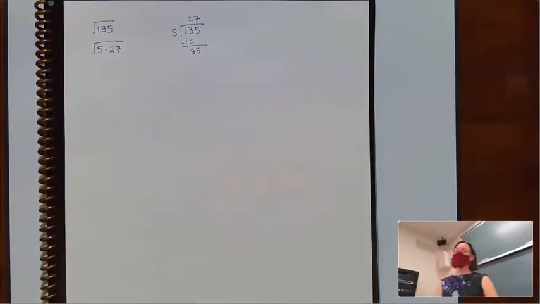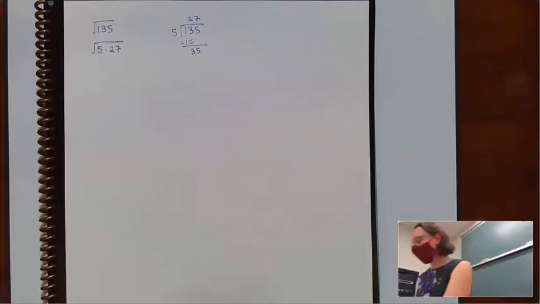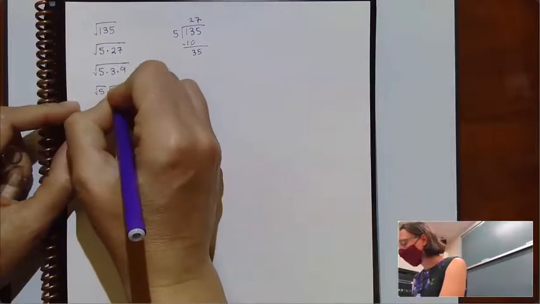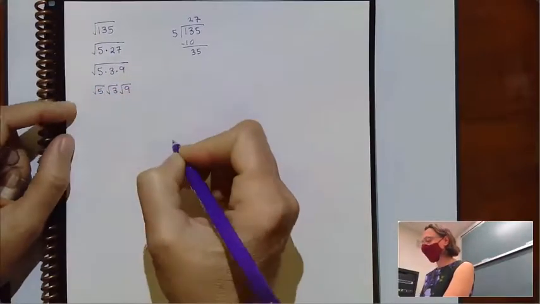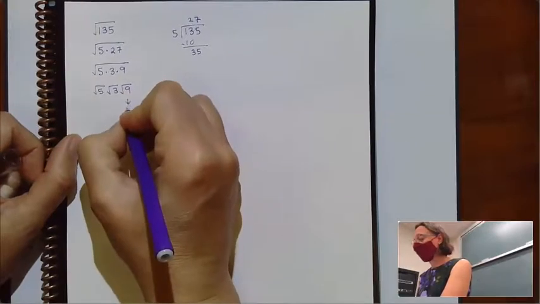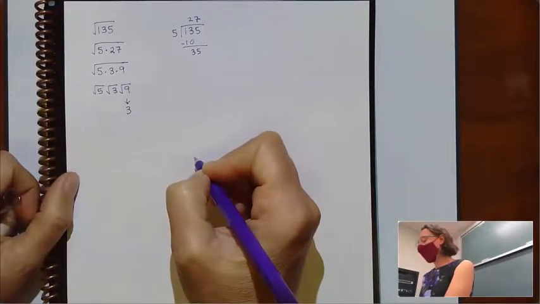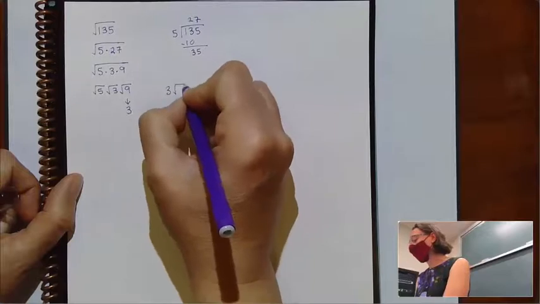Then I'd go, okay, neither of those are perfect squares, so I'm going to keep breaking it down more. 27 is 3 times 9, and now I finally have a perfect square. So I could treat that as the square root of 5 times the square root of 3 times the square root of 9, and the square root of 9 gives me a 3. By the way, if this were in the back of the book, I am positive it would say 3 square root 15.